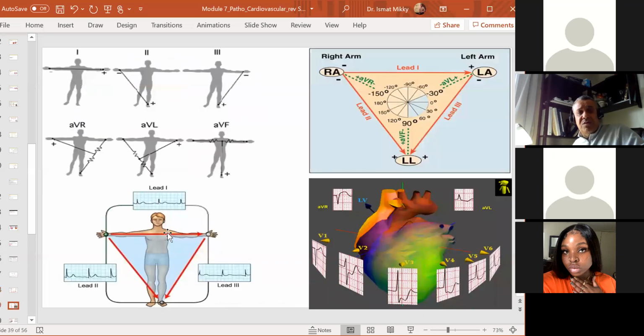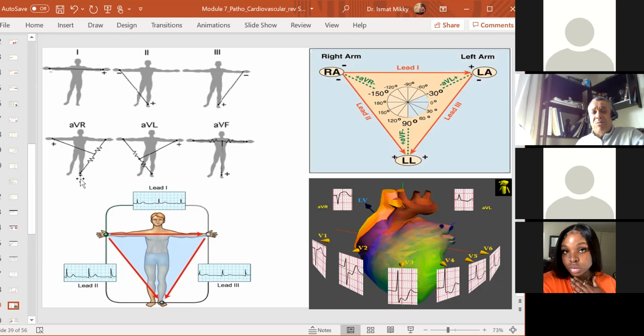Lead 1 runs from right arm to left arm, lead 2 from the right arm to left foot, and then this is lead 3. Lead 2 is the lead that will provide us with the clearest P wave, QRS complex, and T wave. It's the best lead to be used as a running lead, or in some places they use something called MCL1, modified chest lead 1.